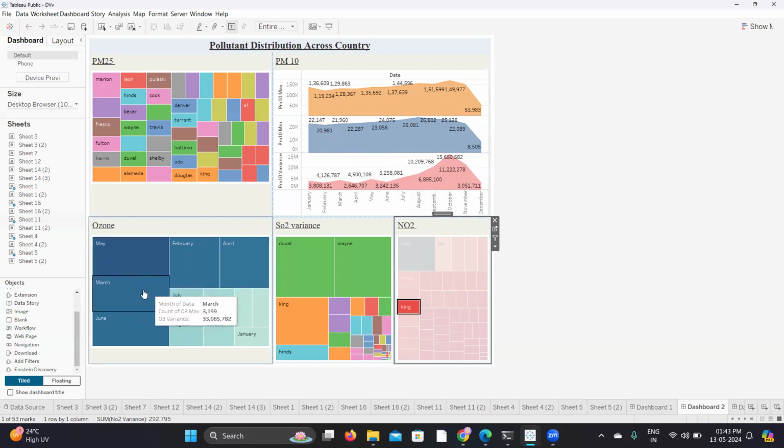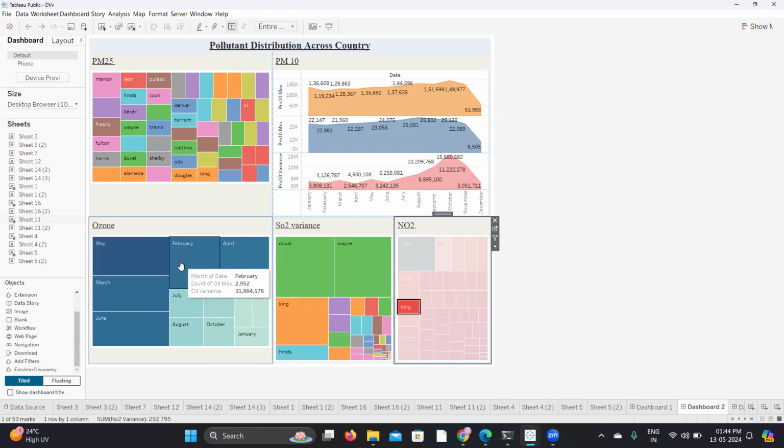So next we have ozone levels by month. This tree map displays ozone concentration levels by month. Each block represents a month, with the size indicating the relative concentration of ozone recorded in that particular month. The varying shades of blue represent different intensity levels, helping to visually capture the seasonal dynamics of ozone concentration. In the month of May, the count of O3 is 3,199, but in the month of January, it is 3,212.